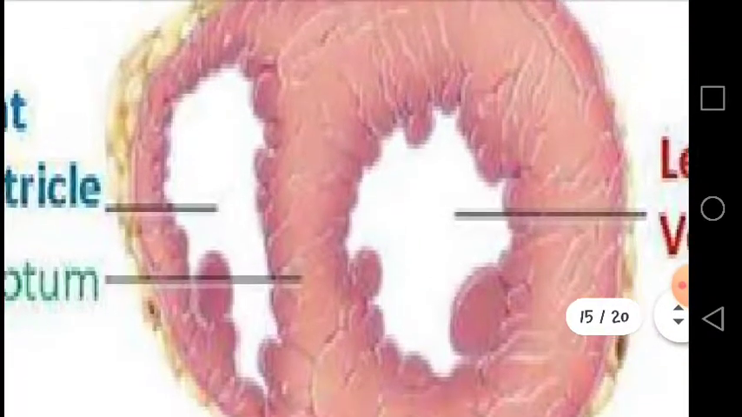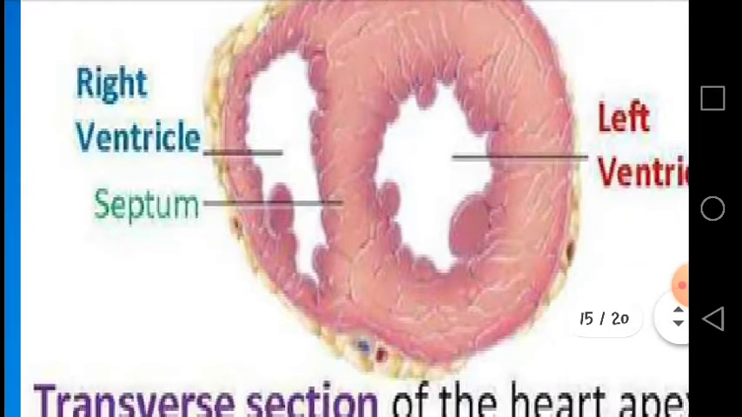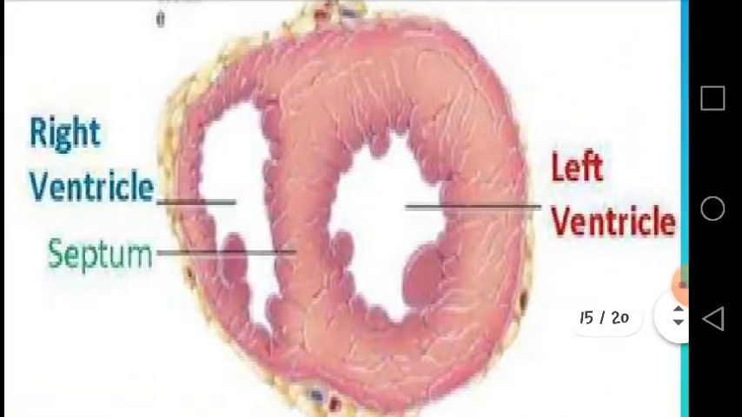And dear students, this is a transverse section of the apex of the heart. You can see the right ventricle and the left ventricle, and there is a huge difference in the muscular body of these two ventricles. The left ventricle is much more muscular than the right ventricle, because the left ventricle has to pump the blood towards the whole body, while the right ventricle is only responsible to send the blood towards the lungs. So the right ventricle doesn't need a muscular body as the left ventricle requires.